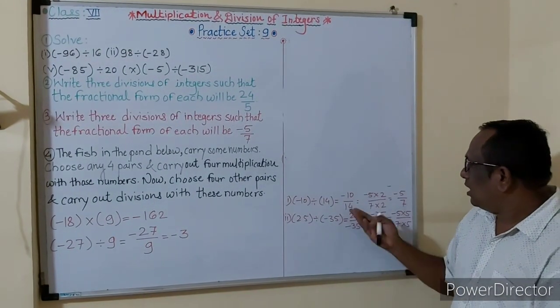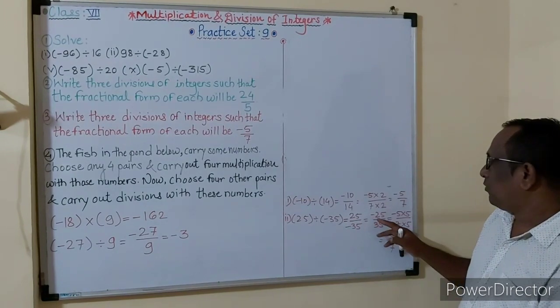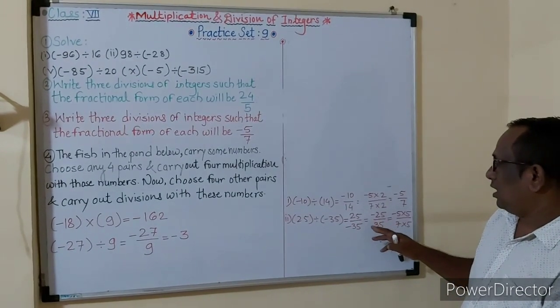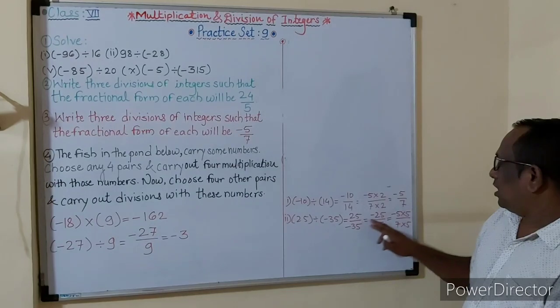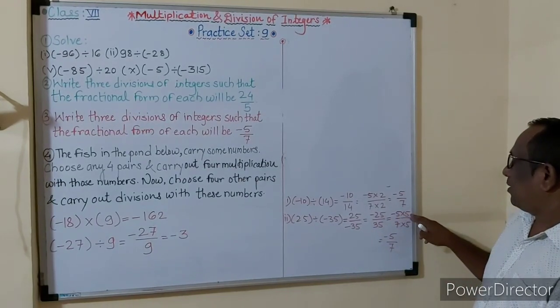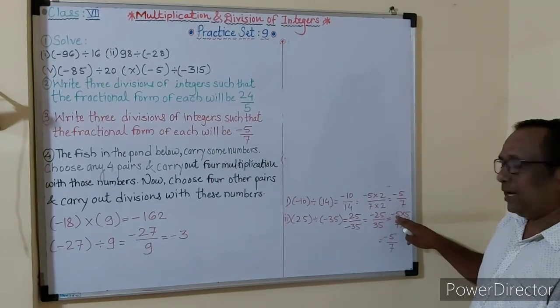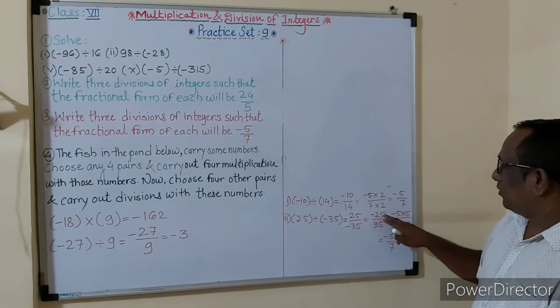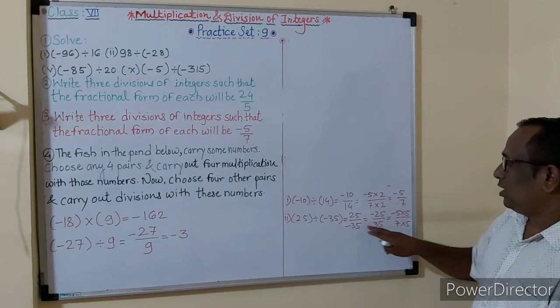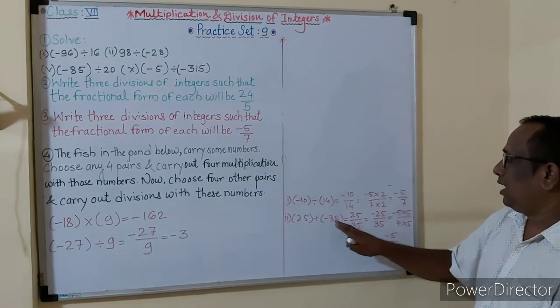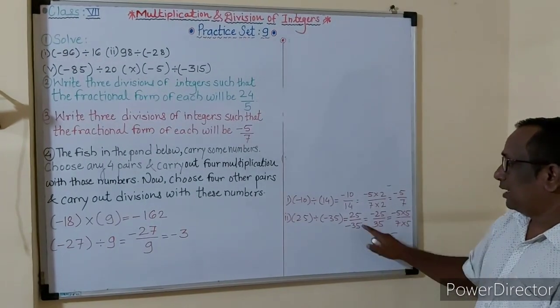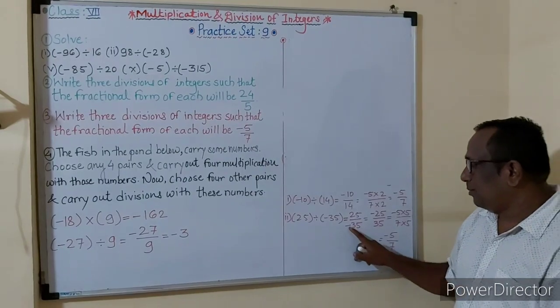The next one, again here, if we multiply by this one, see, 5 multiply by 5, 7 multiply by 5. 5 5s are 25, minus sign, so we got the answer 25 upon 35. So you can write 25 divided by minus 35. But here purposely I write minus.